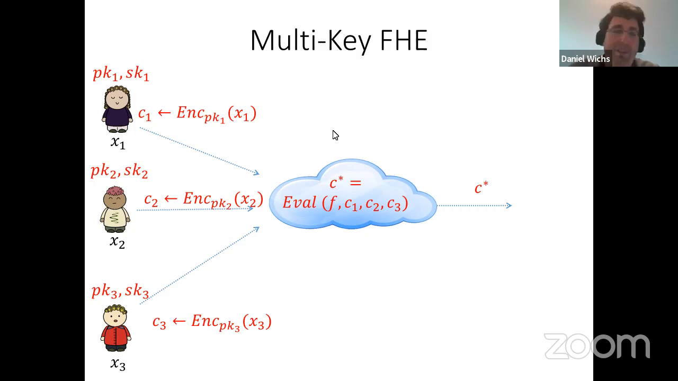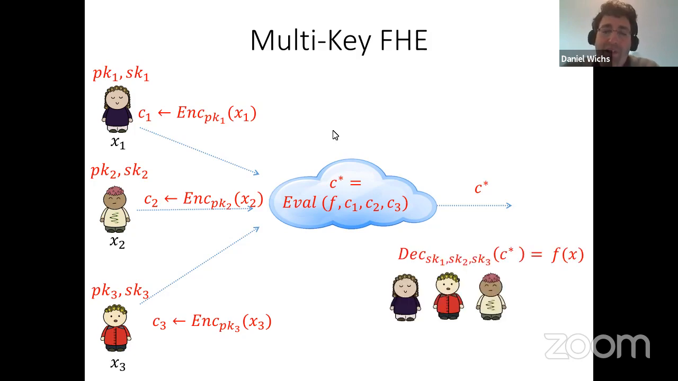So for example, if the user who has input X1 could decrypt it, then that means that she could learn something about X2, which is encrypted under a different public key. So no single user should be able to decrypt the ciphertext C star.